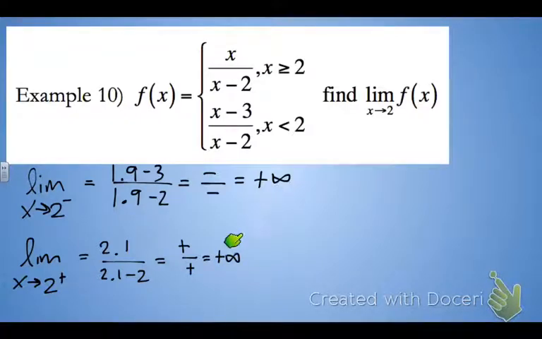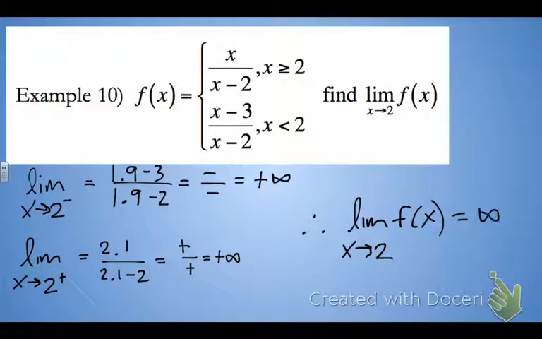Because both the left and right-hand limits approach positive infinity, we can say, therefore, the limit as x approaches 2 of this function, f of x, is equal to positive infinity. Next example.